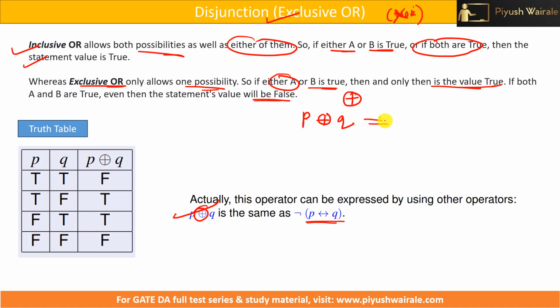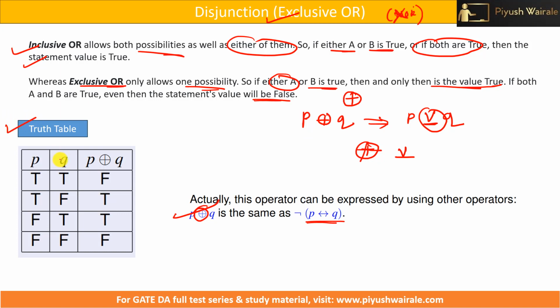Also in some cases we represent it like this: P V, then we have an underline and then Q. So this is also a symbol of exclusive OR. Okay, so either we can use this or this. Both are the symbols of exclusive OR. Okay, so please remember that.